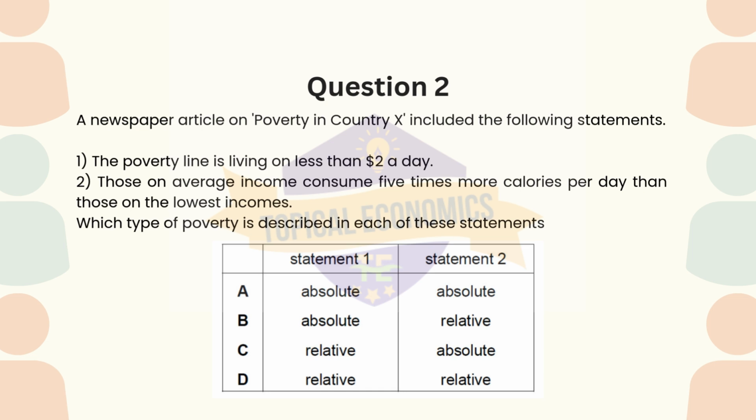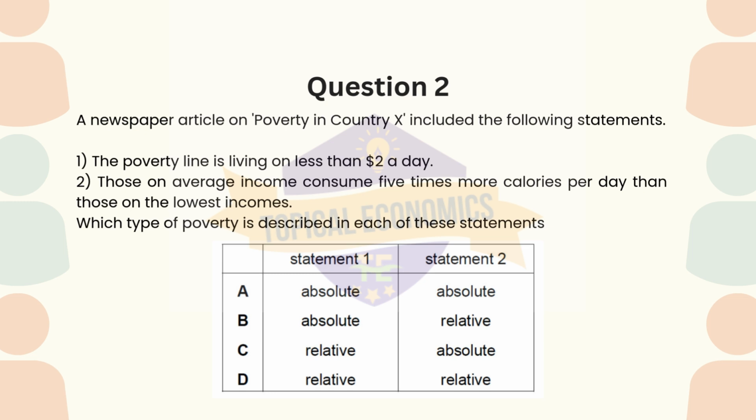Now, when we look at absolute poverty and relative poverty, let's analyze each option they have given. When we look at option A, both statements here cannot be absolute because statement 2 is dealing with comparison and inequality. So option A is not correct. Coming to option B, the first statement refers to absolute poverty because it defines a clear fixed economic threshold for survival, that is less than $2 a day. It illustrates a lack of basic needs. So this is correct, that statement 1 refers to absolute poverty.